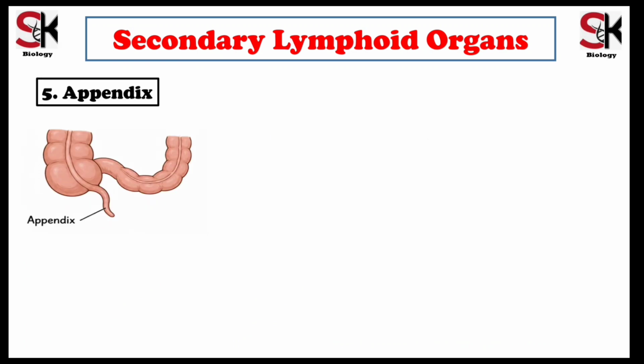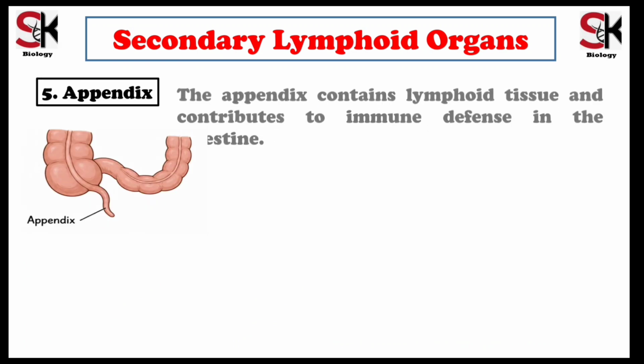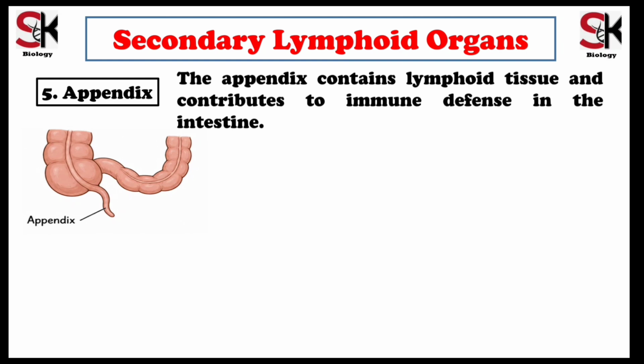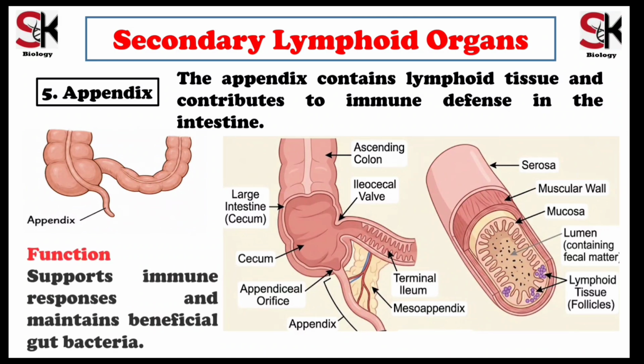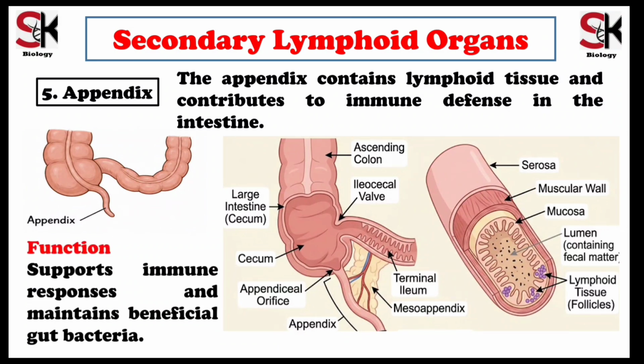The appendix is a small finger-like structure attached to the large intestine. Regarding internal structure, its wall contains abundant lymphoid tissue with many lymphocytes and lymphoid follicles. These tissues help monitor intestinal microbes. The appendix functions by supporting immune response and it maintains beneficial gut bacteria. It is important as it contributes to intestinal immunity and microbial balance.